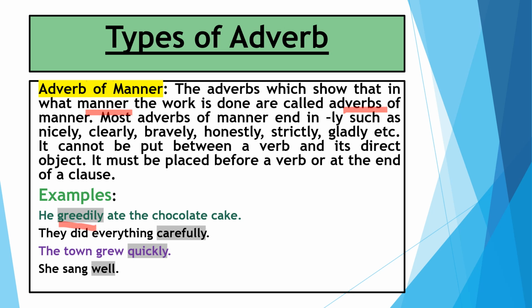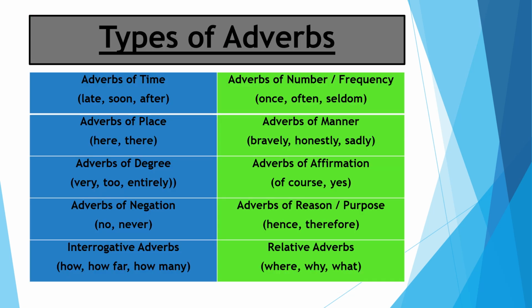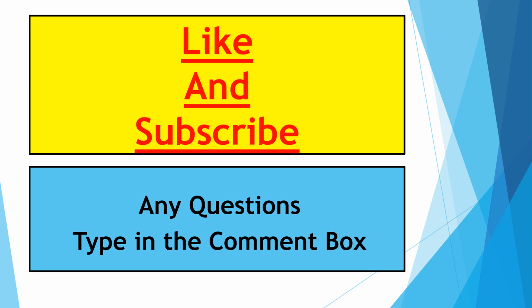They did everything carefully. How did they do everything? They did everything carefully. So carefully would be adverb of manner, quickly, well. So all these are adverbs of manner. Now these are some of the types, and today we have discussed adverb of time, adverb of number, place, manner and degree. In our upcoming video we are going to talk about the remaining types.